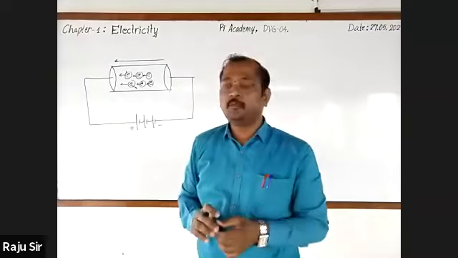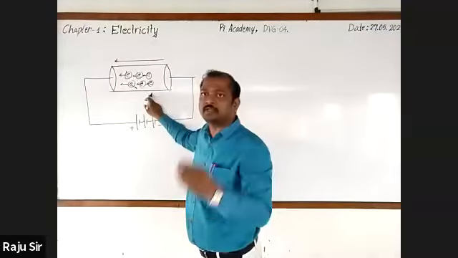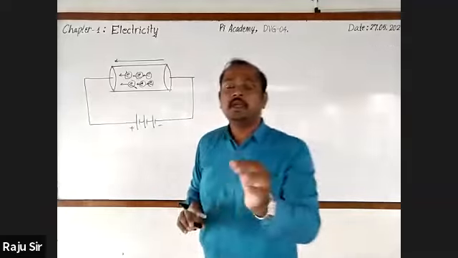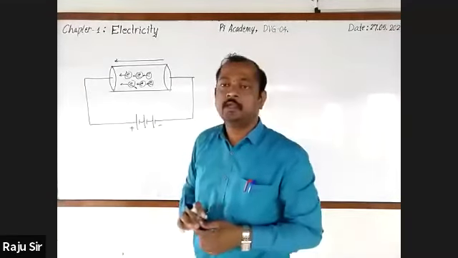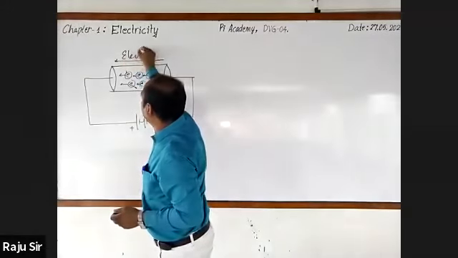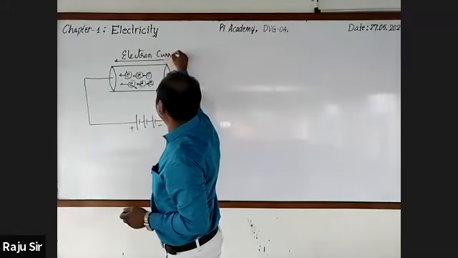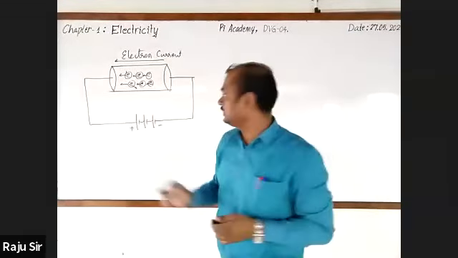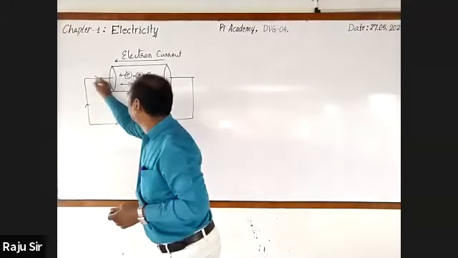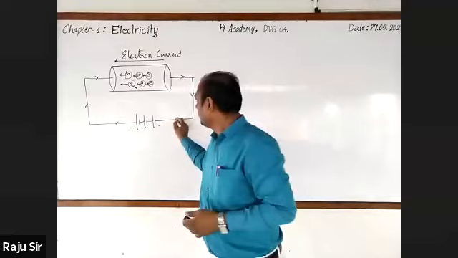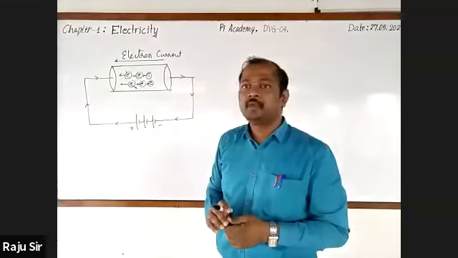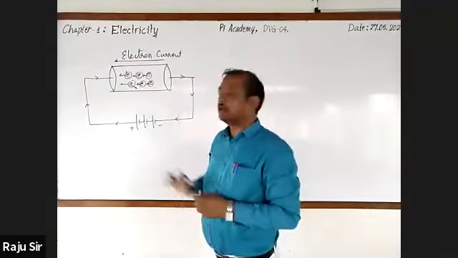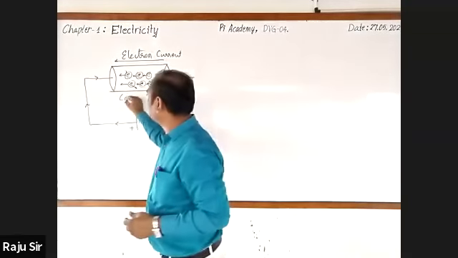The circuit in which the actual movement of the electrons is from negative terminal to positive terminal is called electron current. Dear students, even in your previous classes, you have learned that the direction of current is to be shown from positive terminal to negative terminal, right? So conventionally, we have taken the direction of current from positive terminal to negative terminal, and this is known as conventional current.